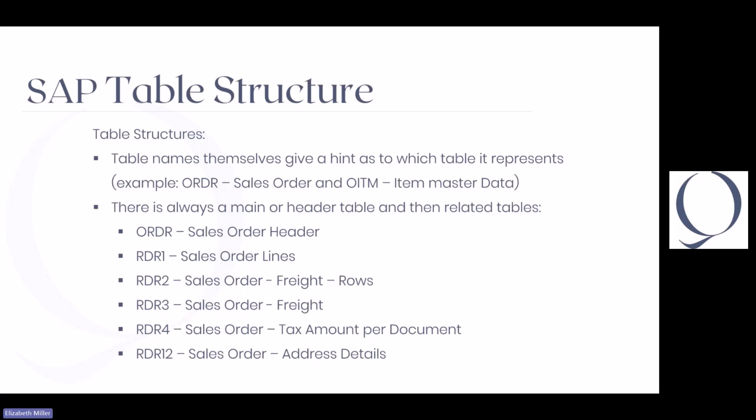After that, all subsidiary tables and related tables, they drop the O and they start to add a number at the end, as you see here from this example, where you have RDR1 as the actual lines, which is that matrix area of the document itself, and freight and taxes and address details, anything else that's related to those tables, like I said, has the same naming structure, but with numbers in addition to it.